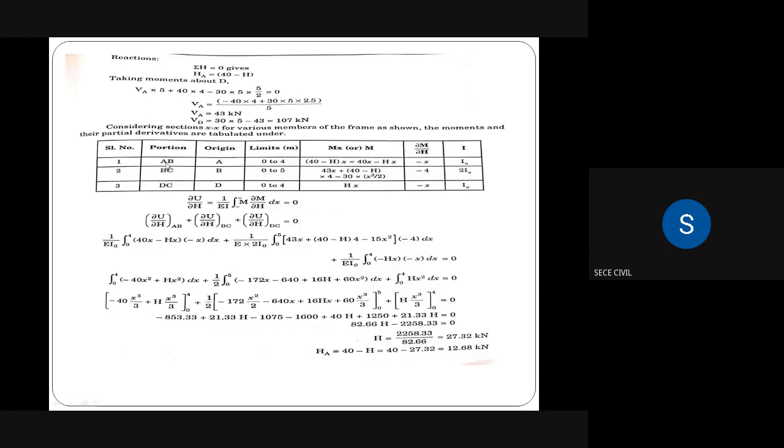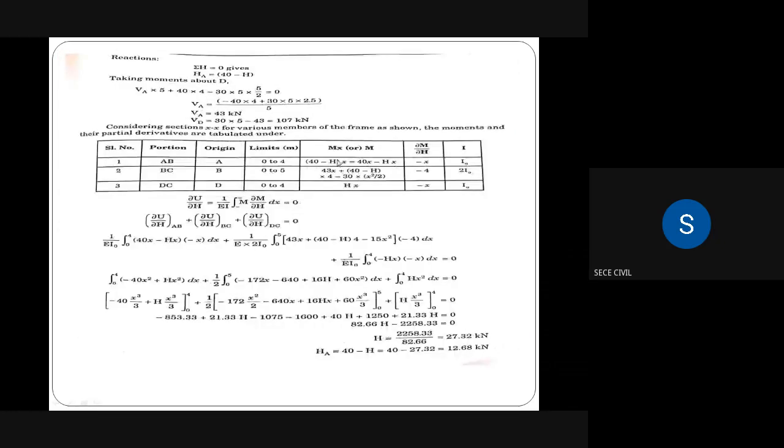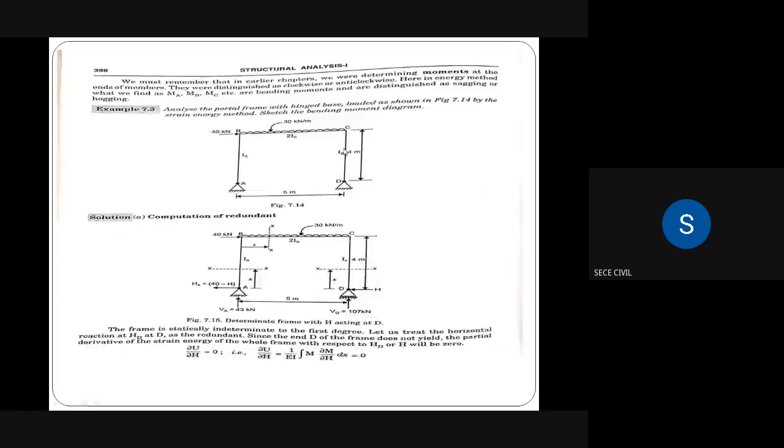After calculating the first portion, now we are taking the second portion BC. For the second portion BC, the origin is B. From here the section starts, the distance starts. Here the limit is 0 to 5 meter, and we are calculating moment. So we'll consider the left side of the section also. Left side means we have VA, HA, and one more force, 40, also. After that, we have the UDL also.